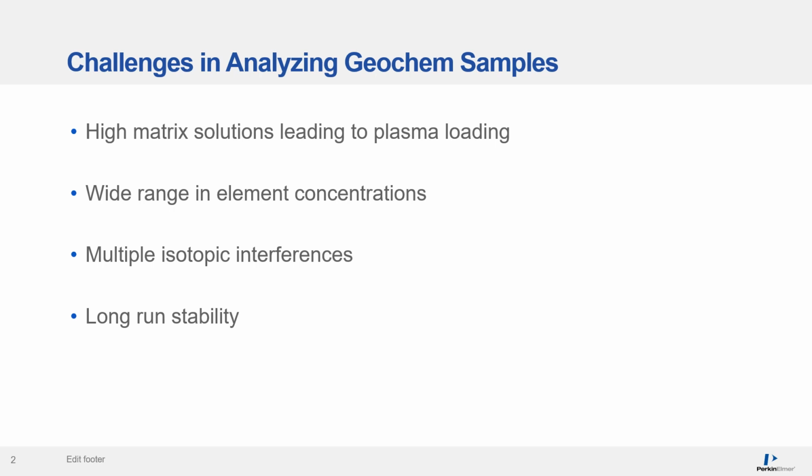As well, the complex nature of these samples can lead to multiple isotopic interferences that need to be removed for accurate analysis. The industry also requires long-term stability for runs with a single instrument needing to run samples of maybe 1,000 samples or more per day. I will discuss the features of the NexION series ICP-MS that make it a great instrument for geochemical analyses in the coming slides.